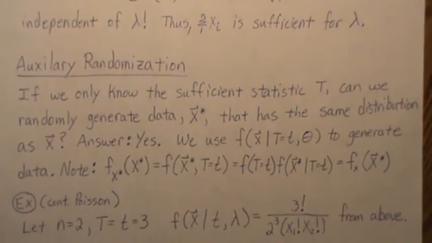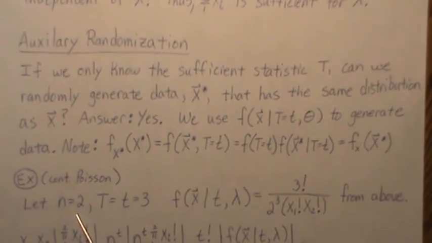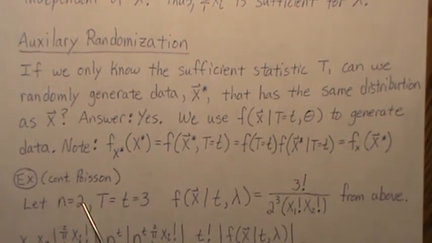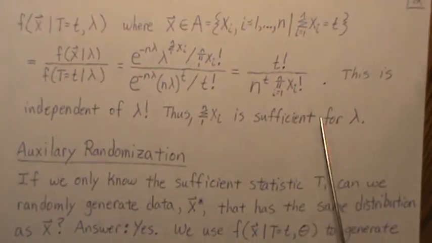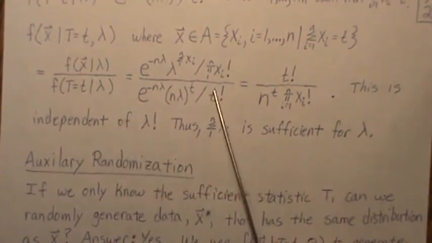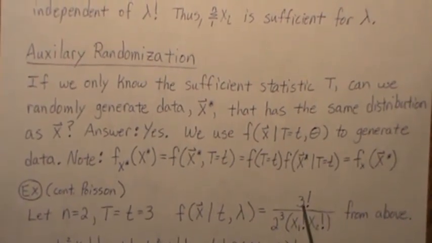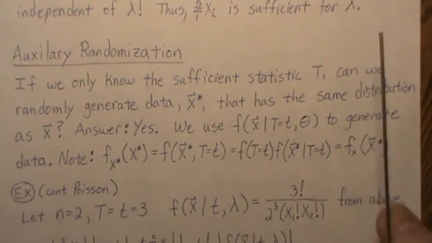So let's illustrate auxiliary randomization, and let's continue our Poisson example. So let's let n be 2. So we take a sample size of 2, and since I'm doing this by hand, I wanted a small sample size. Let's assume our sufficient statistic, which is the sum of the xi, equals 3. Now, according to what we achieved up here, this conditional distribution is this. So we plug in the information. This is t, n raised to the t, and this is the product of our sample, factorial. And you get that from above.